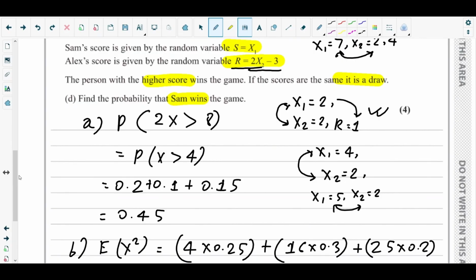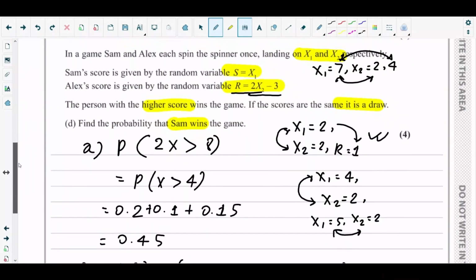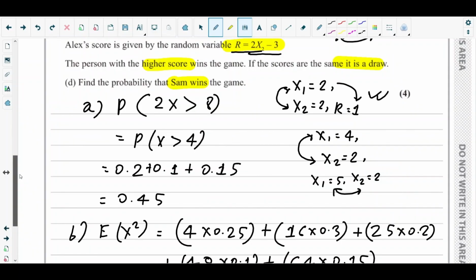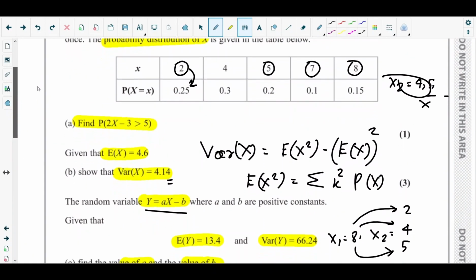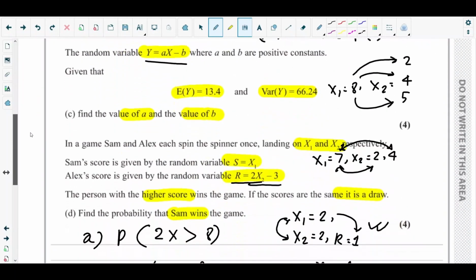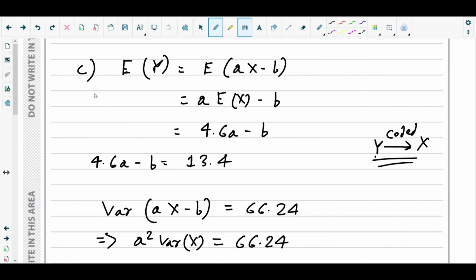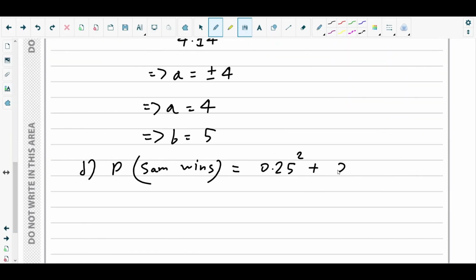Next would be what? x1 should be 4 and x2 to be what? 2. So 4 and 2, that is 0.3 times 0.25. Okay, that would be 0.3 times 0.25. Okay, so 0.3 times what?